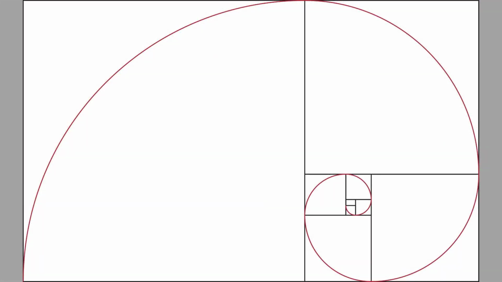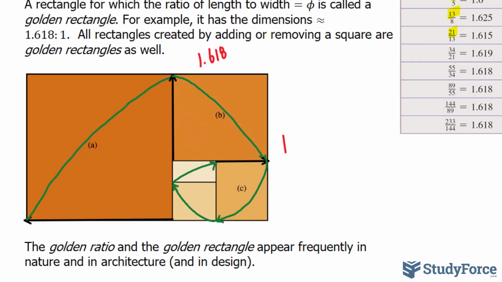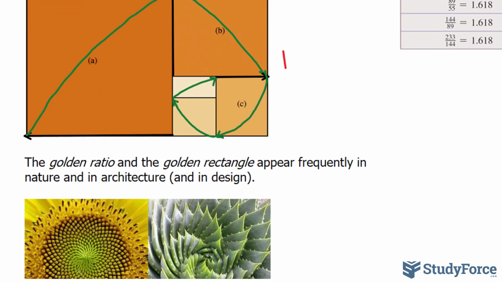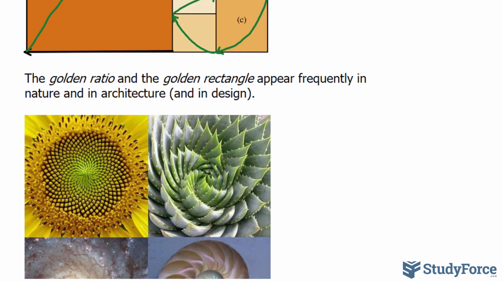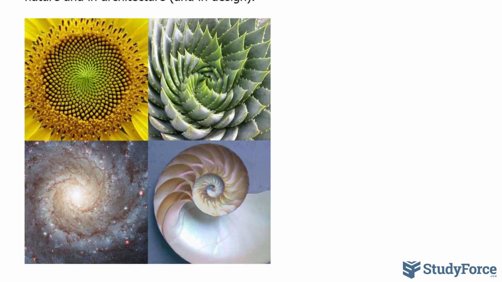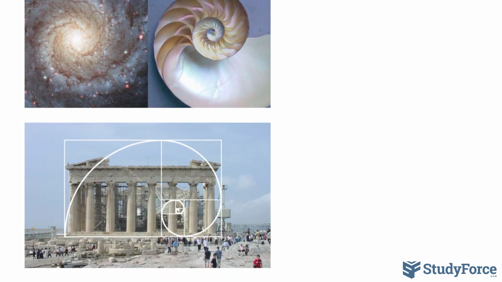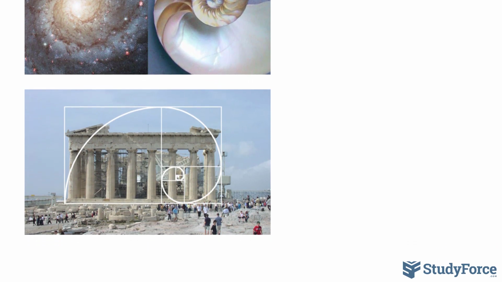The reason why this is significant is because the golden ratio and the golden rectangle appear frequently in nature and in architecture and even in design. For instance, this is what you would see in nature, where it has a pattern of a swirl. And we also see this in architecture and art, as shown here.